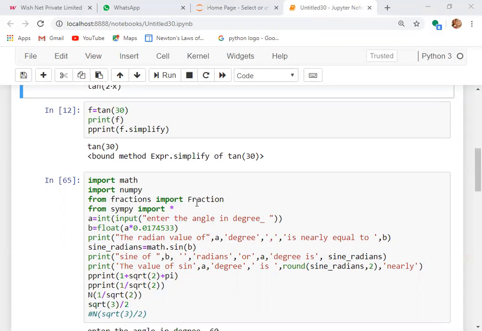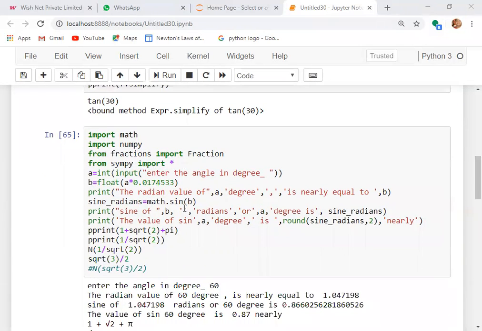From fraction we are importing fraction. So the library name is fraction, and we are importing the fraction. From SymPy, we are importing star. Star means all. From SymPy, we are importing all. Now, what we want to find out: enter the angle in degree.